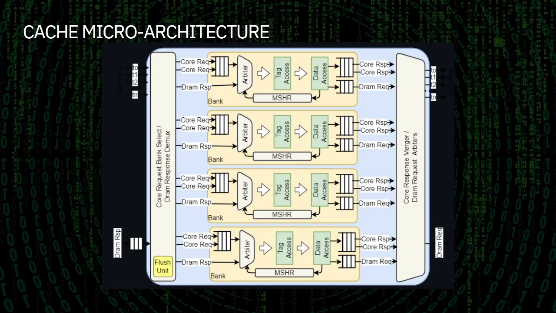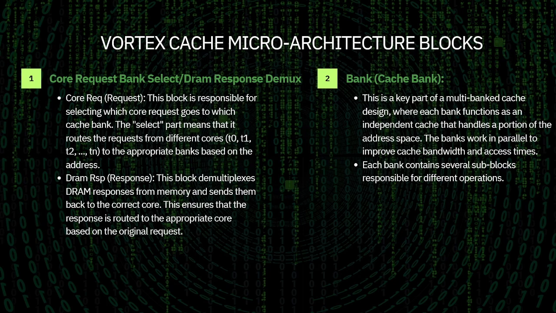وده الكاش مايكرو اركتكتشر، هنتكلم عن كل بلوك فيه دلوقتي. عندنا الكور ريكوست بانك select the DRAM response DMARS. Core request is responsible for selecting which core request goes to which cache bank. وعندنا DRAM response. This block demultiplexes DRAM responses from the memory and sends them back to the correct core.